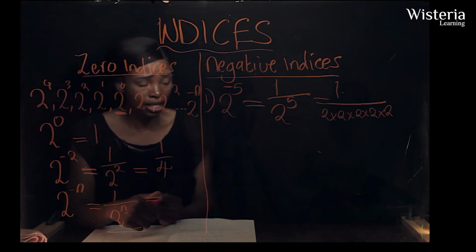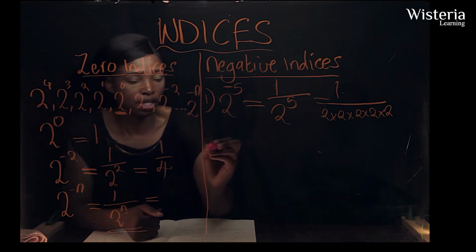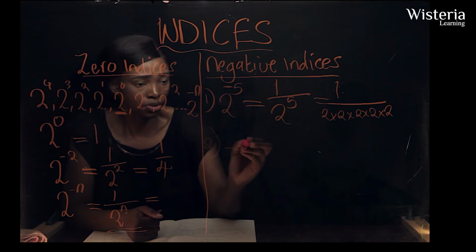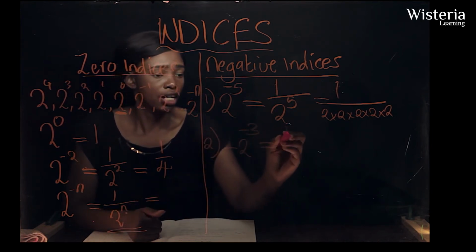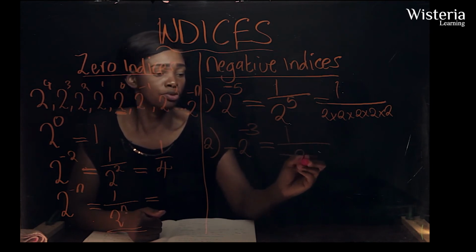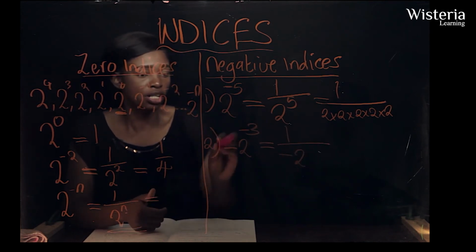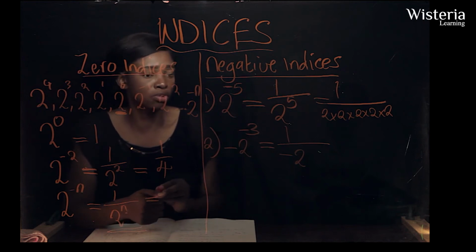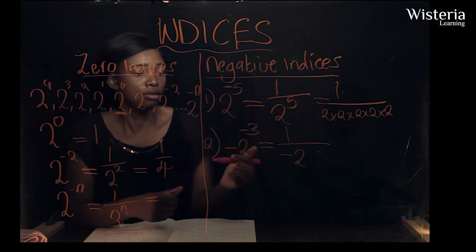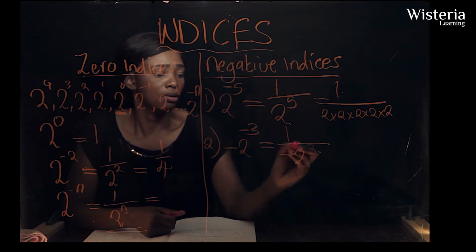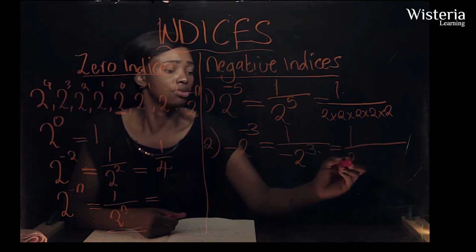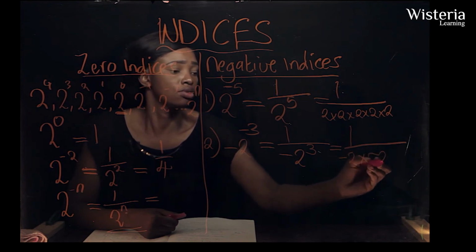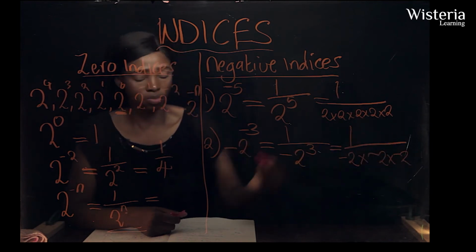Okay, so if we are asked to expand any number which may be in this form, negative 2 to the power negative 3, this one will be 1 over negative 2. The only thing that will change will be the power, which will become positive. So to the power 3 now. So this will be 1 over negative 2 times negative 2 times negative 2 in expanded form.